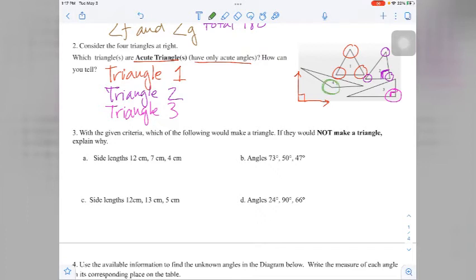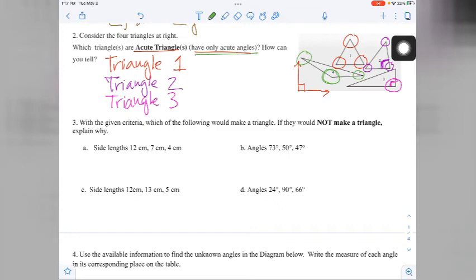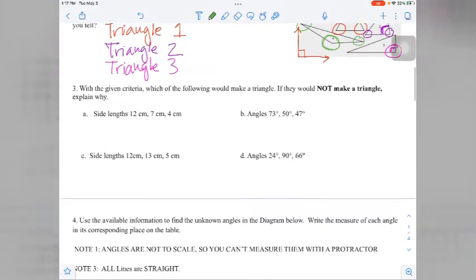But triangle 4, this angle here is definitely an obtuse angle. So if you said triangle 4, you definitely got that one wrong. Anyway, there were lots of potential correct answers for this one. Even though the other two angles on triangle 4 are acute, if there's one that's obtuse, it doesn't count. That's why it says have only acute angles.